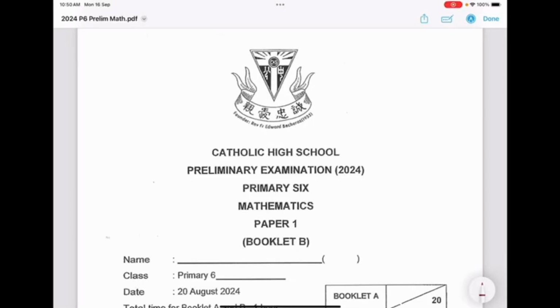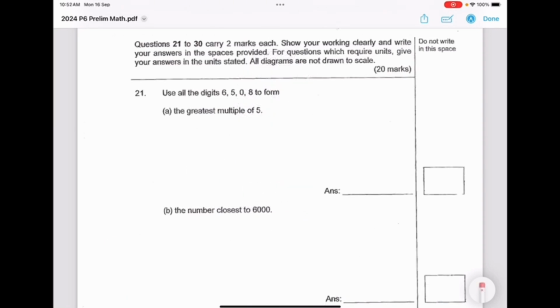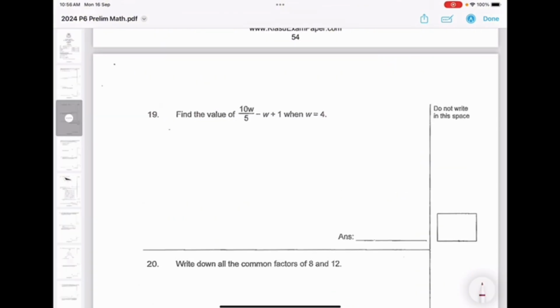What's up guys, today we'll be doing Catholic High School Prelim examination for 2024, Paper 1 Booklet B. I will not be going through every single question, only those that I feel are challenging. Alright, let's get started. We are looking at question number 19.